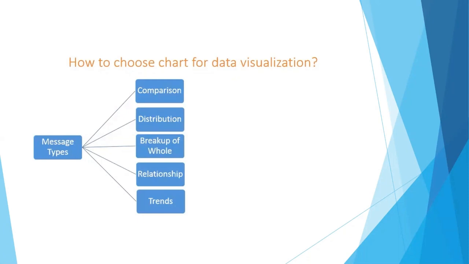Then there is a distribution of the total. You want to give a breakup of the whole, and you want to show the relationship between maybe two or three things, the relationship between different columns, and you want to see the trends. So this is all we have to discuss. Broadly, these are the actual things which come into the picture when we are working on a presentation.